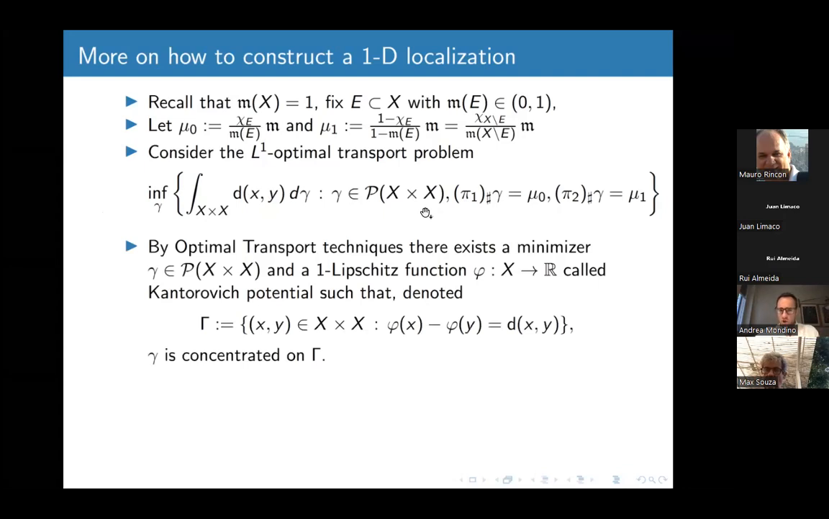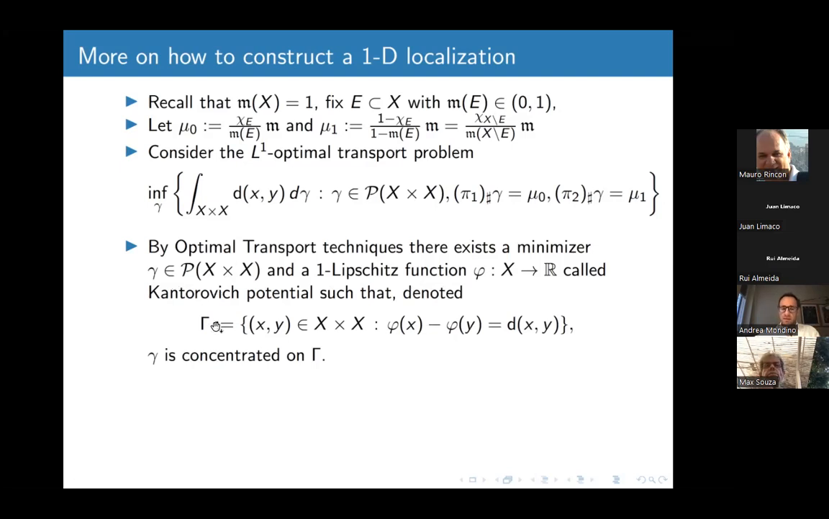Now, by using optimal transport techniques, you can see the book of Villani, for instance, there exists a minimizer, gamma. This is not hard because this is a convex problem. So you have a minimizer, which is a probability measure in X times X. And more interestingly, there is a one-Lipschitz function, phi, from X to R, which is called Kantorovich potential, which is telling you where gamma lives.